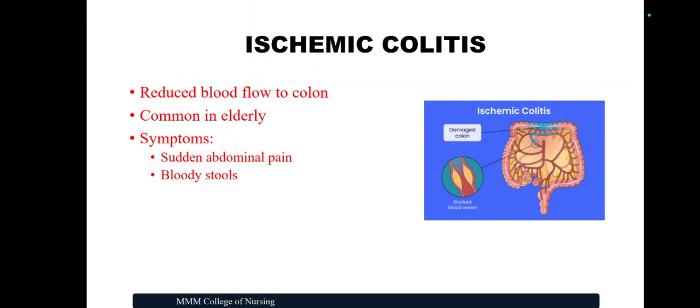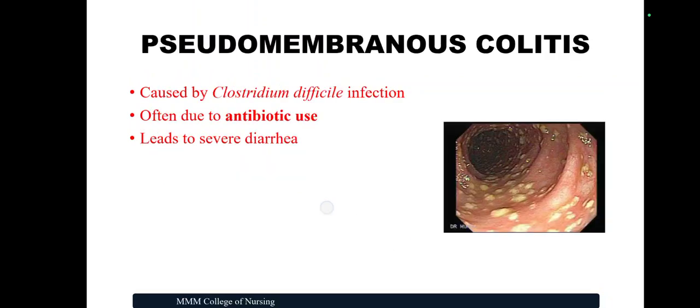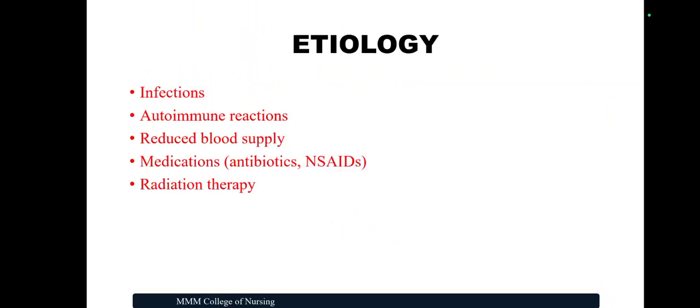Ischemic colitis is caused due to reduced blood flow to the colon. It is common in elderly people. The symptoms include sudden abdominal pain and bloody stools. And pseudomembranous colitis is caused by Clostridium difficile infection. Often it is due to antibiotic use and leads to severe diarrhea.